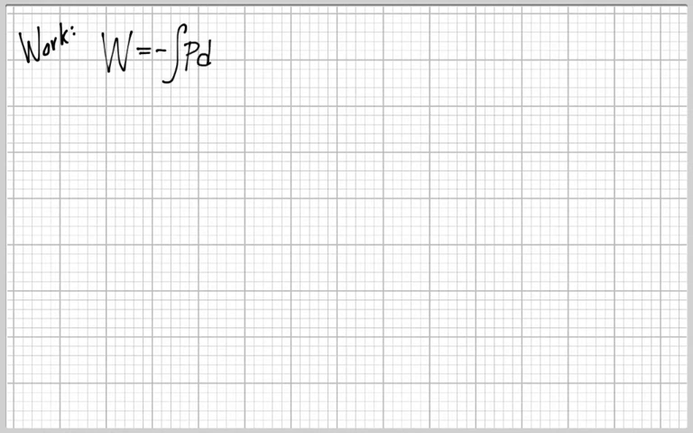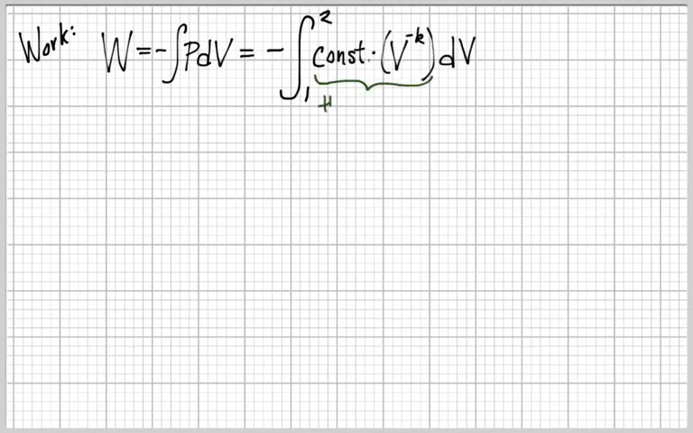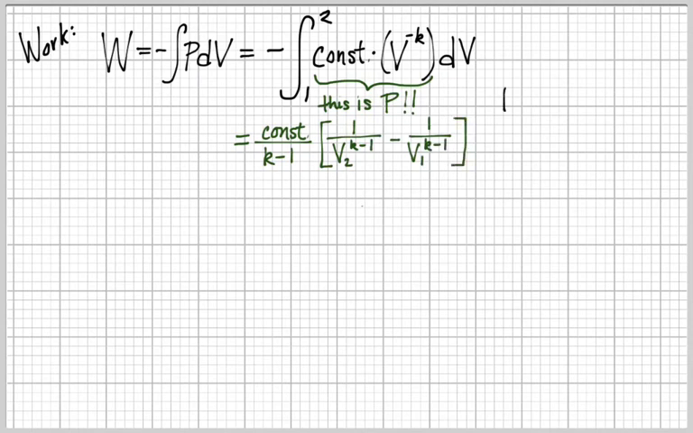So work itself, we already know in the integrated form, is going to be minus the integral of p dv. And if I do that for two distinct changes of state, I can replace p with constant times v to the minus k. And you can see that relationship.